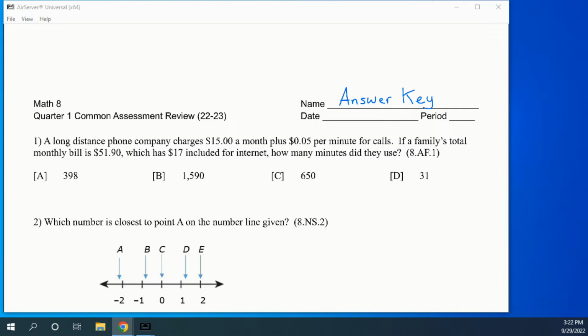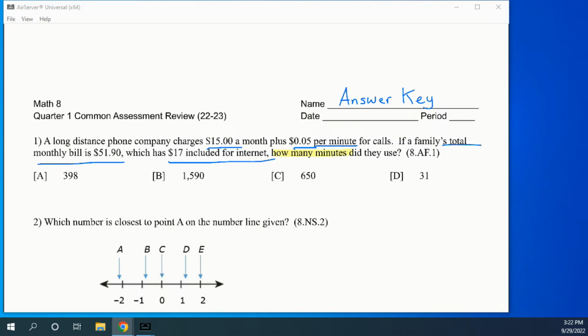Number one, long distance phone company charges $15 a month plus 5 cents per minute for calls. That per minute is going to come back into play here. If a family's total monthly bill is $51.90, which has $17 included for internet, how many minutes did they use? So minutes is what we are going to look for.